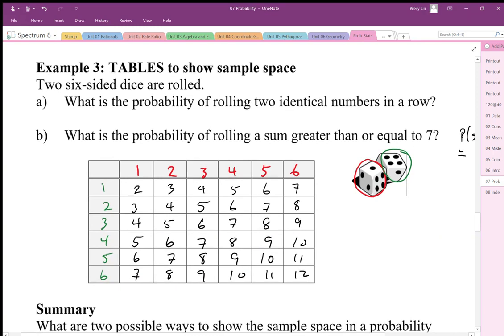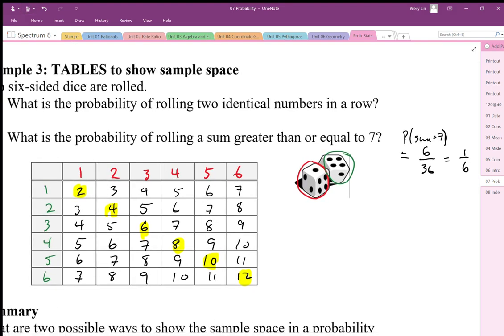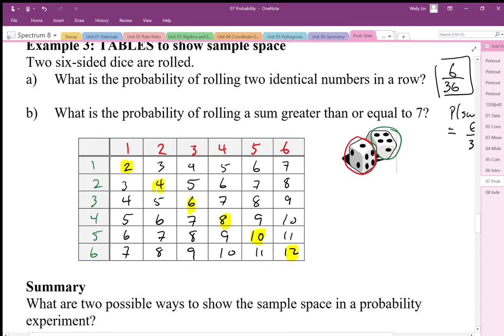What's the probability of rolling two identical numbers in a row? Well, two in a row are going to be these ones here. 1, 1, 2, 2, 3, 3, 4, 4, 5, 5, 6, 6. So then the probability works out to be there are 6 that I'm looking for out of 36 total. So the probability of rolling doubles is going to be 6 out of 36. What about the next one here?